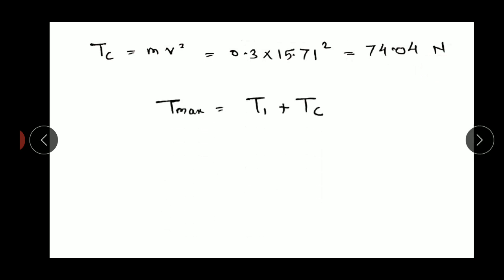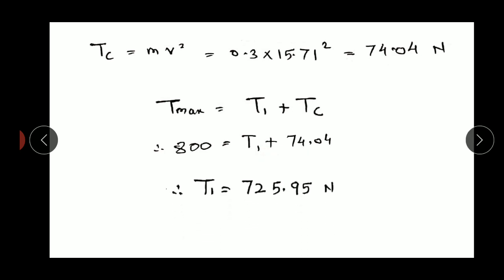Now let's find T1. We know the equation. Maximum allowable tension in the belt drive is given as T1 plus TC. Tmax is given and TC we just found. So put both the values in this equation. Only T1 is unknown, so let's find T1. T1 comes as 725.95 newtons.